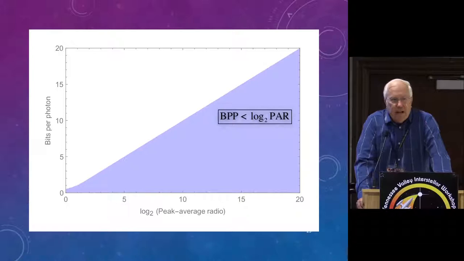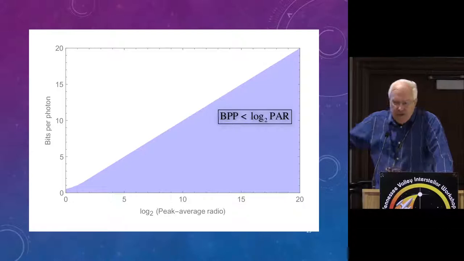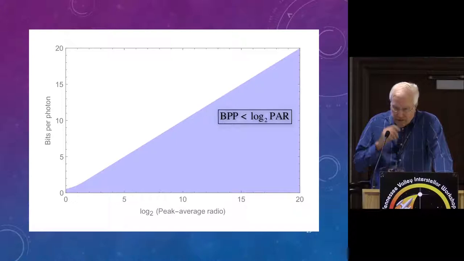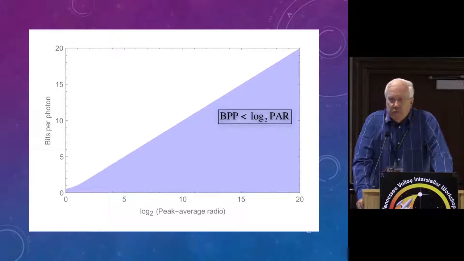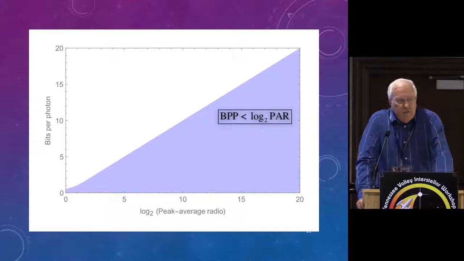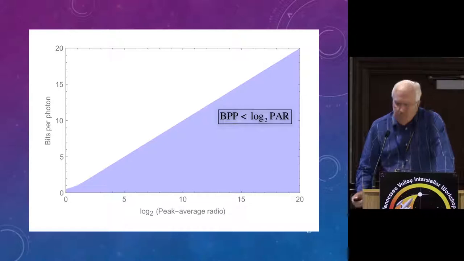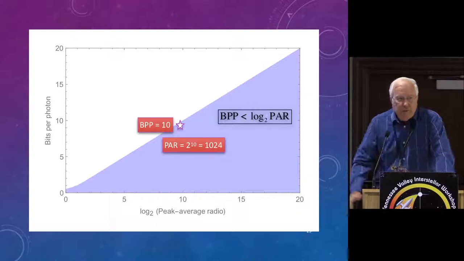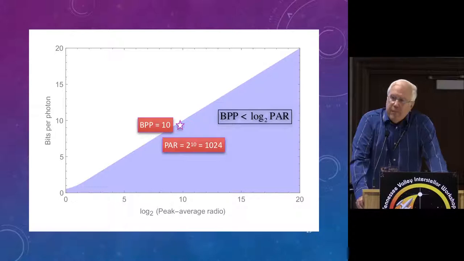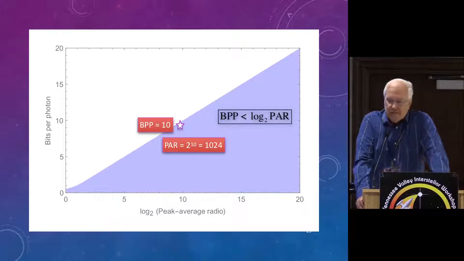And the blue region is defined by the equation that the bits per photon has to be less than the log to the base 2 of the peak to average ratio. So this tells us something important, and that is that peak to average ratio is one of the key characteristics of our transmit laser system that's going to determine the bits per photon that we can achieve. So as one data point, if we're operating at a peak to average ratio of 2 to the 10th, which is 1,024, so that means that out of every 1,000 time slots, there's only one pulse out of the laser, then the fundamental limit is 10 bits per photon.